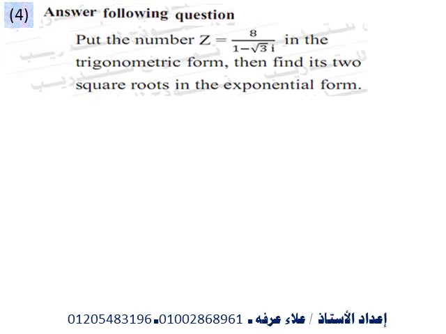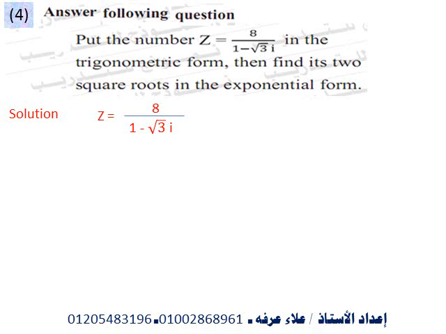The fourth question: answer the following question. Put the number z equals 8 over (1 minus root 3 i) in the trigonometric form, then find its 2 square roots in the exponential form. z equals 8 over (1 minus root 3 i).